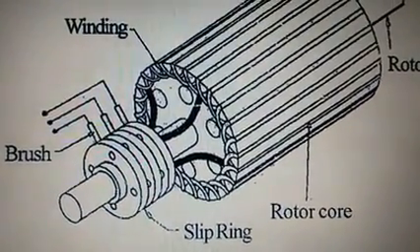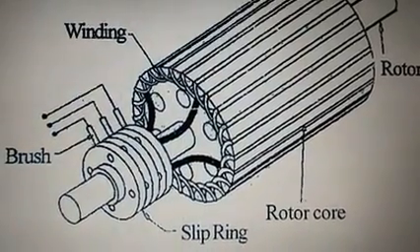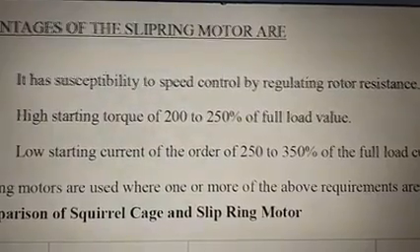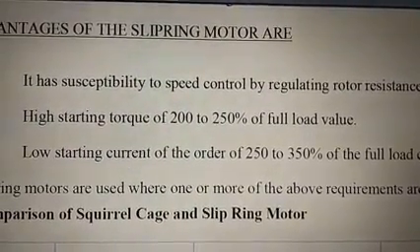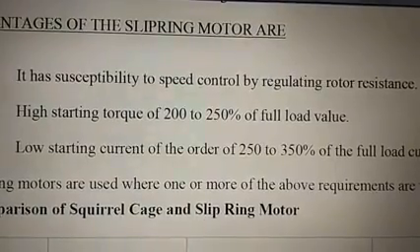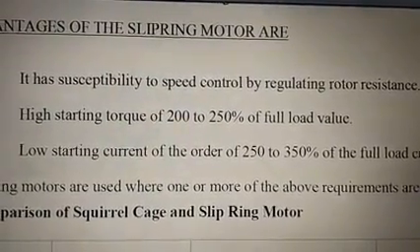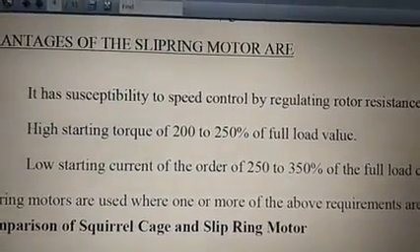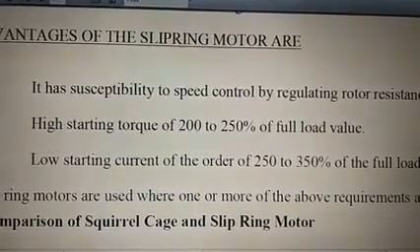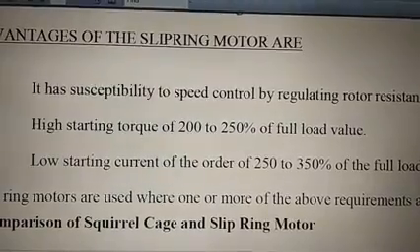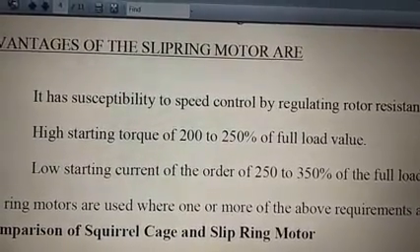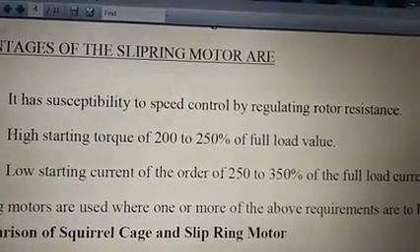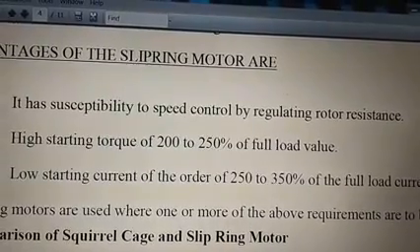The advantages of the slip ring motor are susceptibility to speed control by regulating rotor resistance, high starting torque of 200 to 250% of full load value, and low starting current of the order of 250 to 350% of the full load current. These are the major advantages of the slip ring motor.